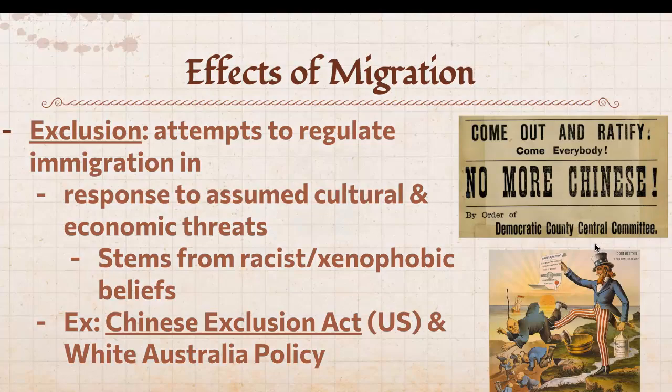And then very lastly, for effects of migration, there is exclusion, or attempts of exclusion, done by states. Exclusion is attempts by the government to control or regulate immigration in their state, in their country. It's in response to assumed cultural and economic threats. The reason I emphasize assumed is because there is no guarantee that there will be cultural or economic threats from migrants or immigrants coming in.